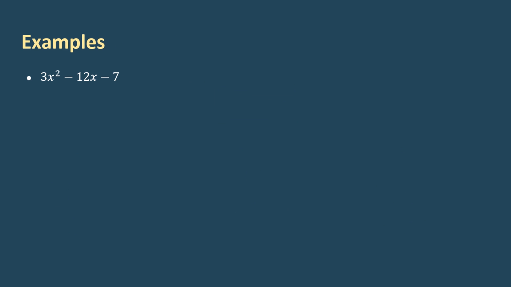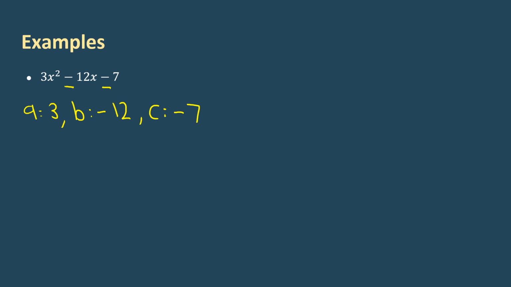Okay, so let's move on to more examples. In this example, we have 3x squared minus 12x minus 7. You can give it a try. You can try it first before I show you the solutions. So first things first, we are going to write what a, b, and c are. A is 3, b is negative 12 because there's a negative sign here. So this means that c will also be negative 7 because of the negative sign here.